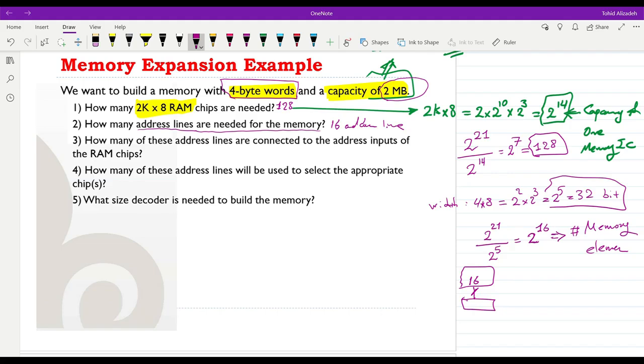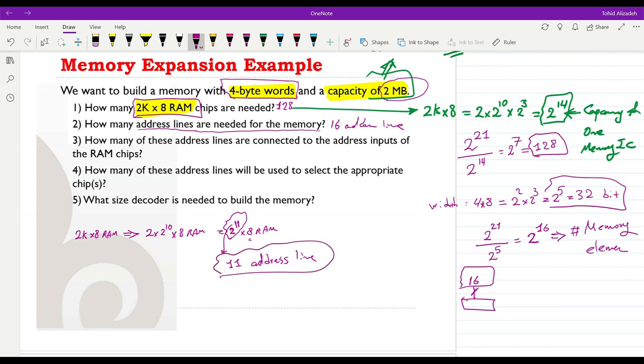So we can look at the RAM chips that we have. Each RAM chip that we have is in the form of 2K by 8. So 2K by 8 RAM. It means that we have 2 times 2 to the power of 10 by 8 RAM chips, which is 2 to the power of 11 by 8 RAM chip. It means that each RAM chip has 2 to the power of 11 elements. In order to access them, we would use 11 address lines.